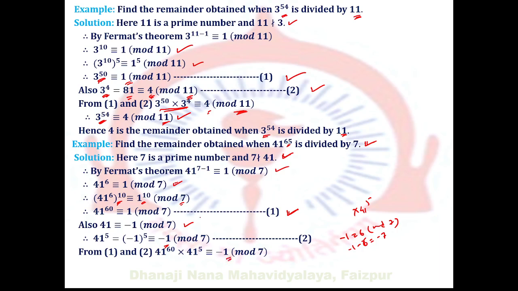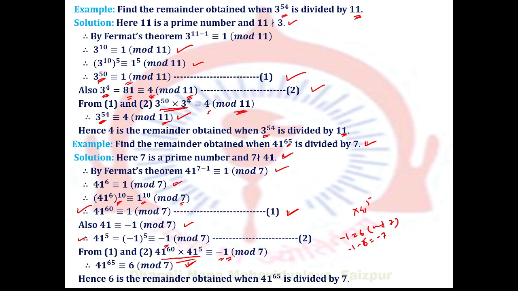So thus from equation 1 and 2, if you multiply these two equations, then we get 41 raised to 60 into 41 raised to 5 is congruent to 1 into minus 1, that is minus 1, but minus 1 is nothing but 6. So thus 41 raised to 65, this left hand side is congruent to 6 modulo 7, and 6 is the remainder when we divide 41 raised to 65 by 7.